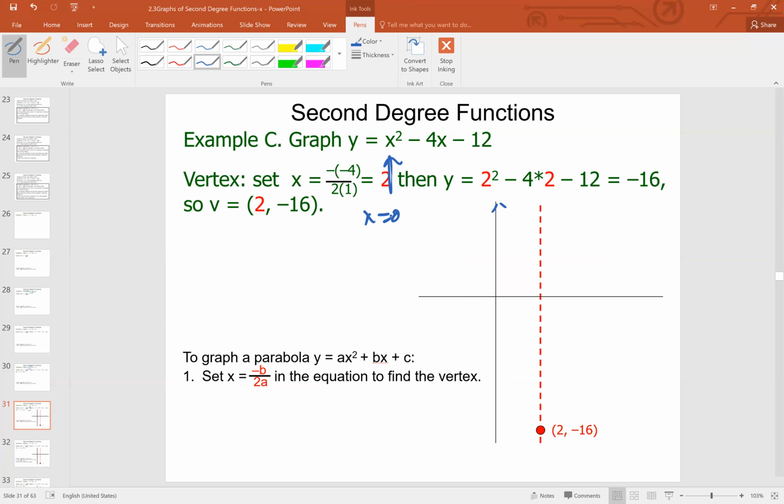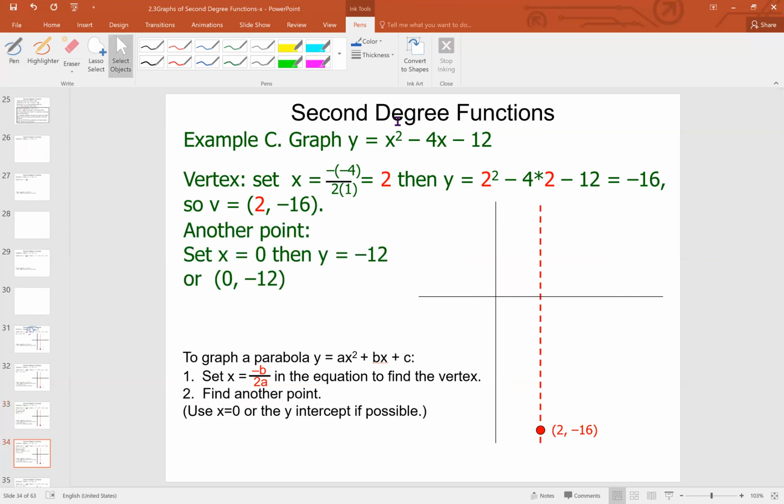Okay, why? Because that's easy to evaluate. If I put x to 0, I can basically read out y is equal to minus 12. So just eyeball 0, minus 12. I get a y-intercept. And there we go. There we have the graph of the parabola.